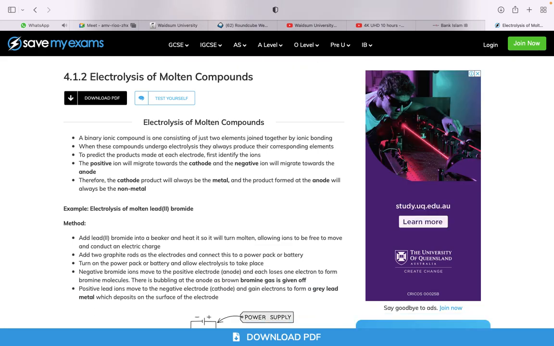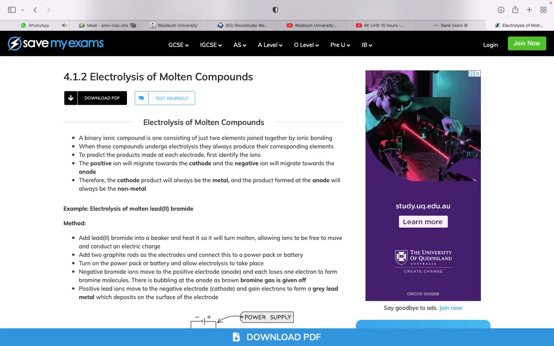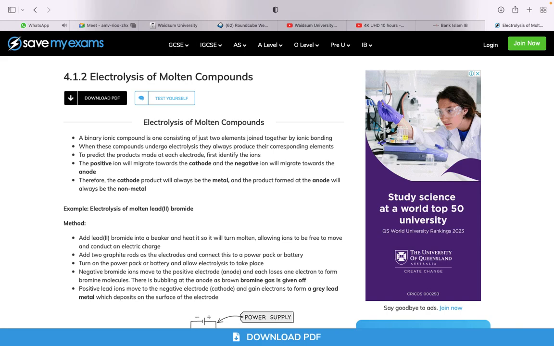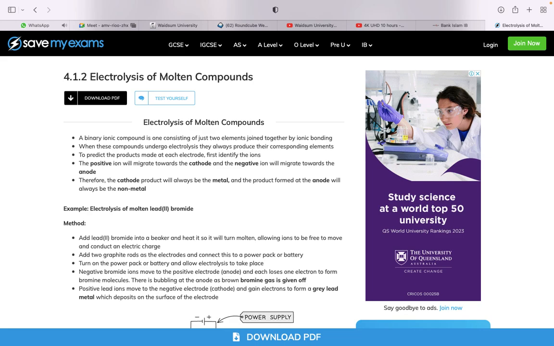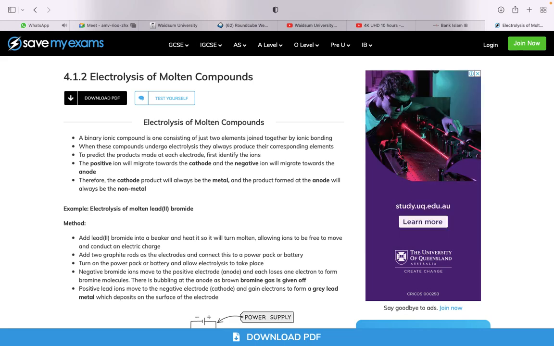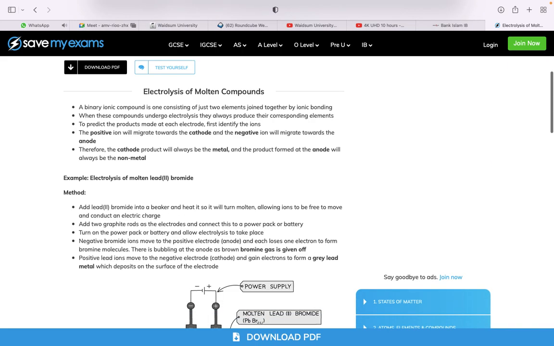Now we go to 4.1.2, electrolysis of molten compounds. We take some specific compounds and now we carry out their electrolysis. A binary ionic compound is one consisting of just two elements joined together by ionic bonding. We've seen examples like sodium chloride.